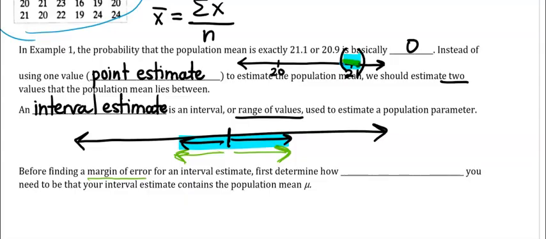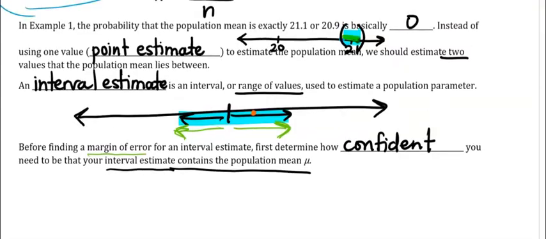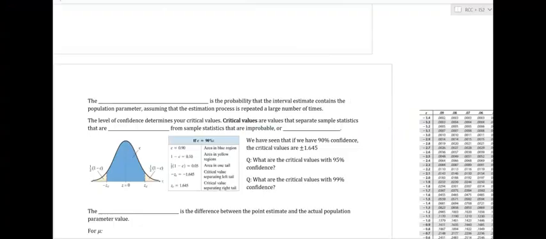And before I can calculate how far right or left we're going, we need to determine how confident we want to be with this estimate. How confident we want to be that the interval estimate will actually hold the population mean mu, so that the true mean will be somewhere in that interval. 90% confident, 95% confident, and so on. And however confident we choose or are told to be is our confidence level.